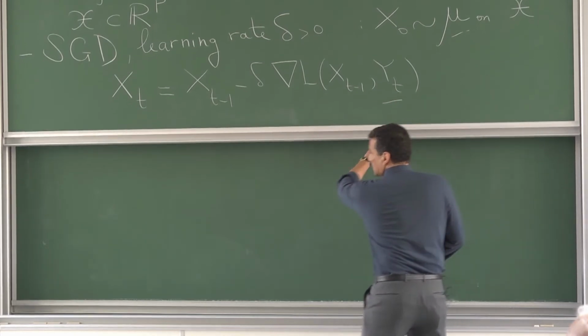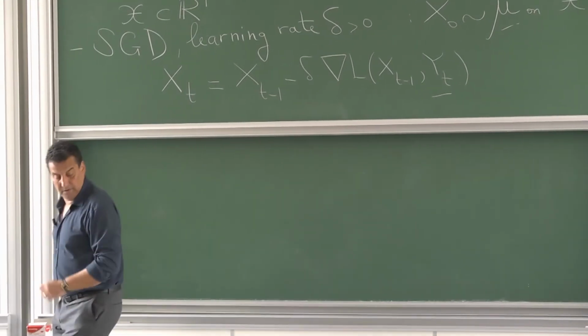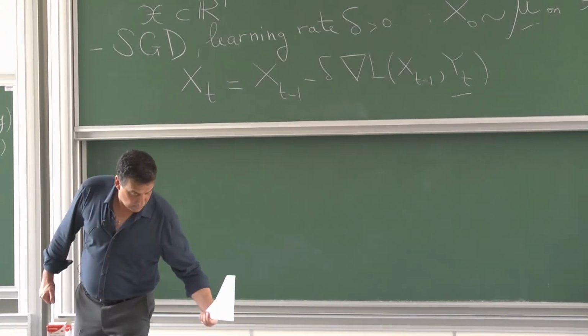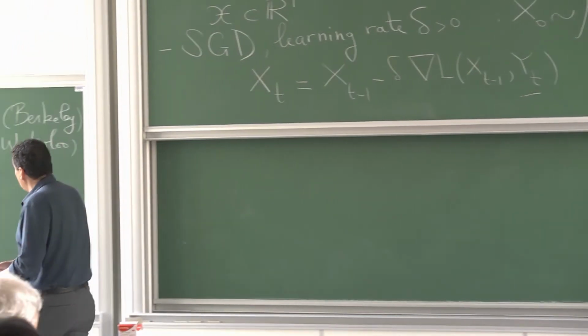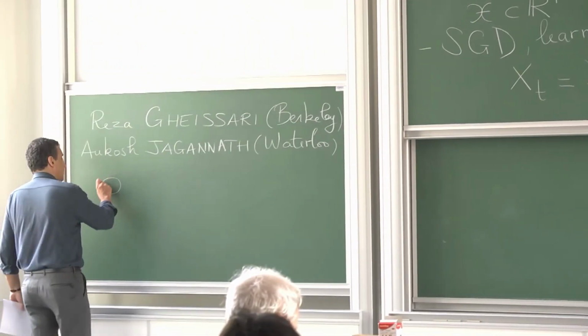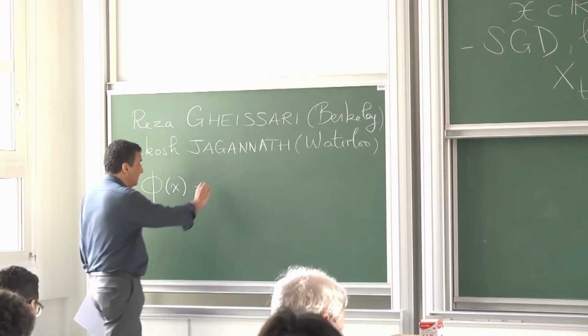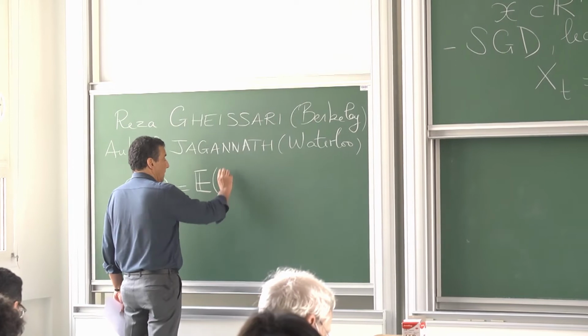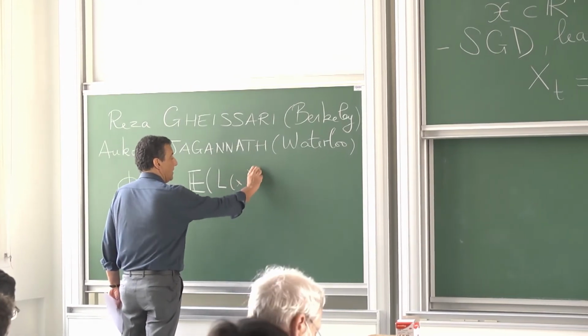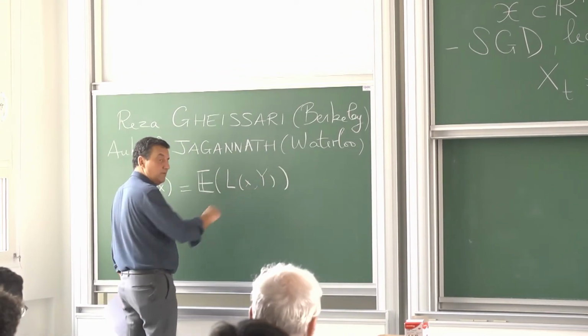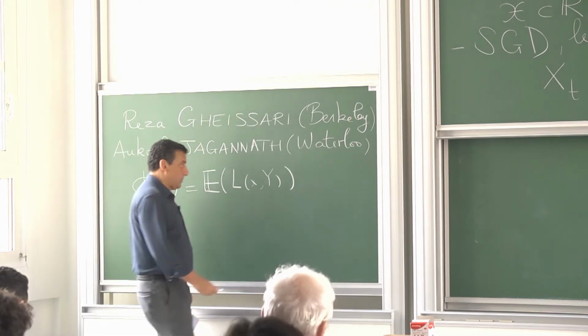so let me introduce those notations. Maybe I would put them here. I will call phi of x the population loss, which is the expectation of L of x, y. Expectation here is, of course, over y. So that's the population loss.